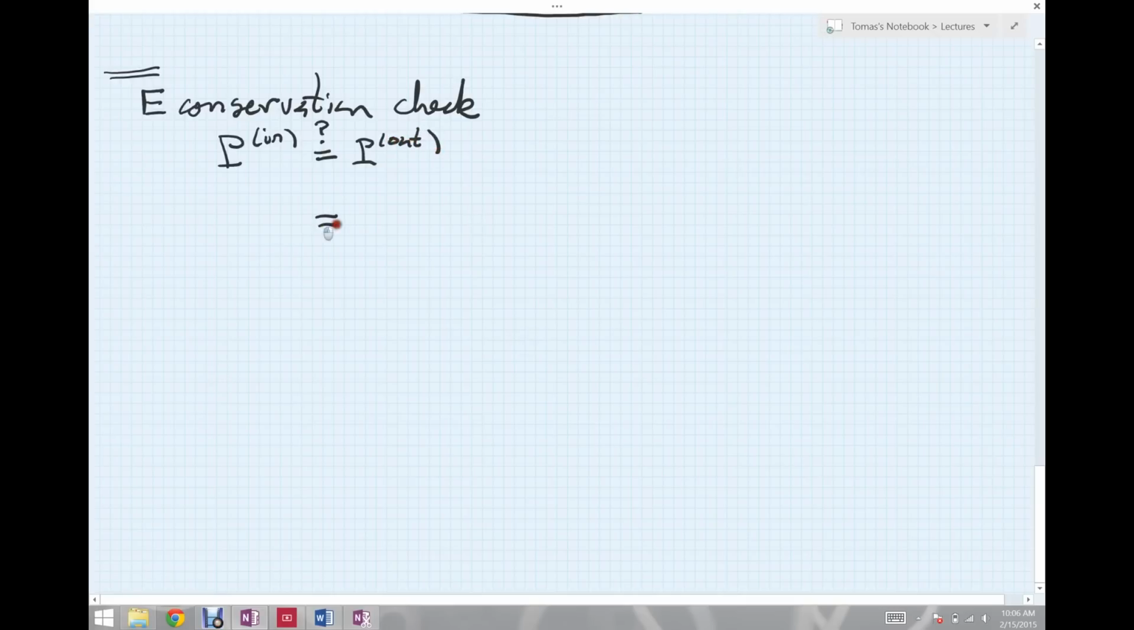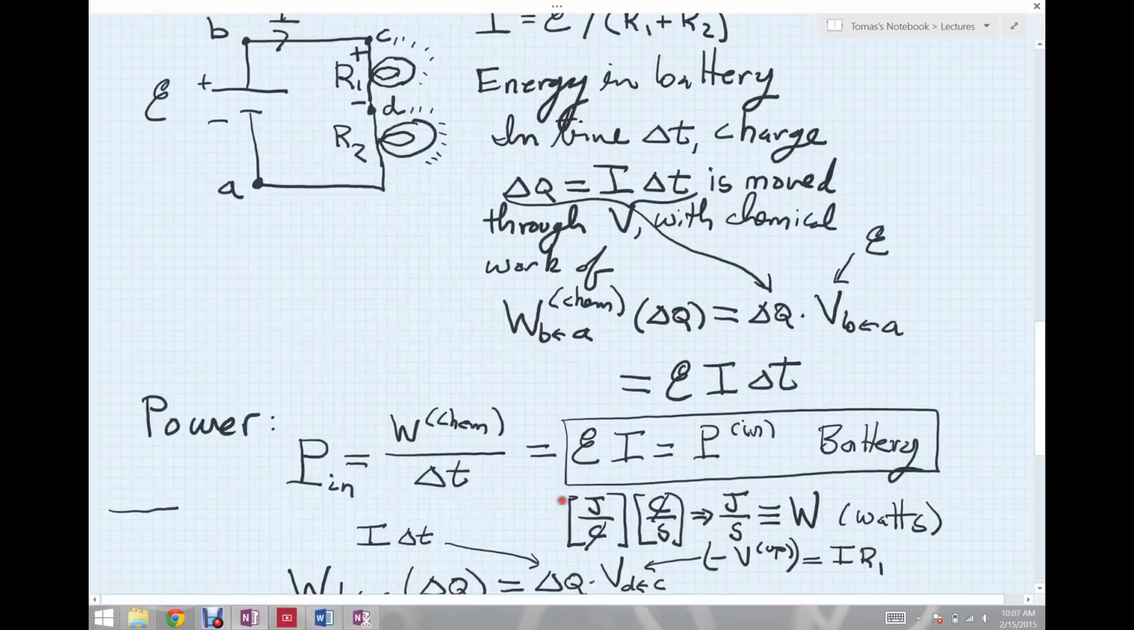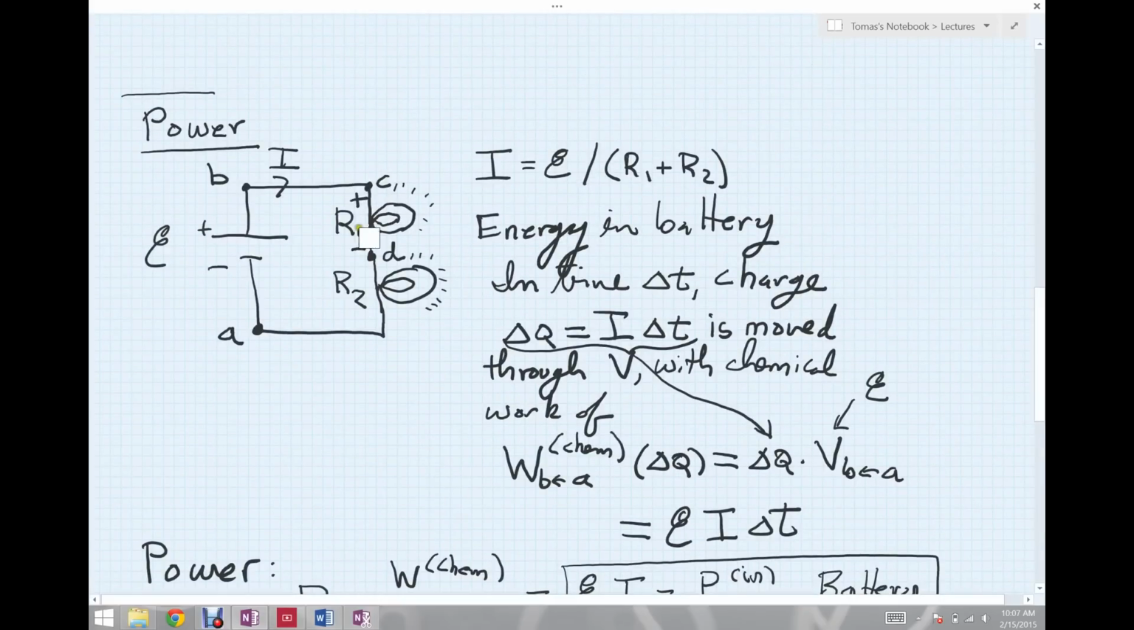Now, the power into our system is the power coming from the battery, and as we already said, that is just the EMF of the battery times the current, right? It's the joules per coulomb, the voltage, times the coulomb per second gives me joules per second, gives me the power that's coming in. The power that's leaving my system is coming out actually through those two different light bulbs that I have, where each light bulb here, right, I've got the two light bulbs, R1 and R2, each have a current I flowing through them.